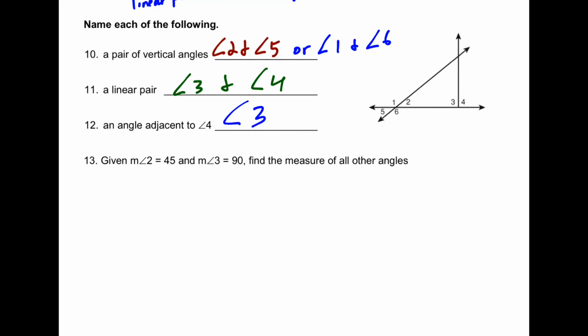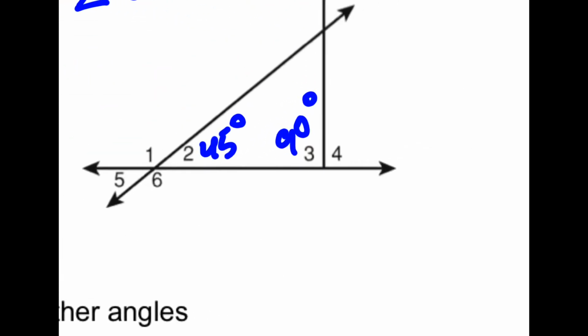So for number 13, they tell us that angle 2 is 45 degrees, and they tell us that angle 3 is 90 degrees. So can we figure out the rest? Well, 5 is a vertical angle with 2, so they're equal, so that one's 45 degrees also. Since 3 and 4 are a linear pair, they have to add up to 180, so 90 and 90. Since 1 and 2 are linear pairs, these are going to be 135 degrees, and 135 degrees over here. I could do that by vertical angle or setting another linear pair.